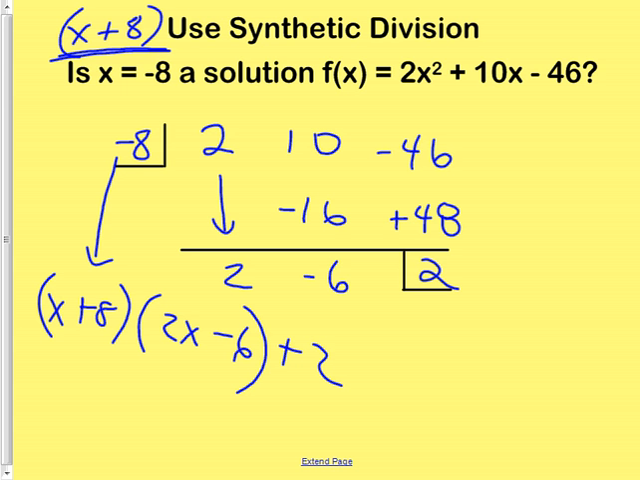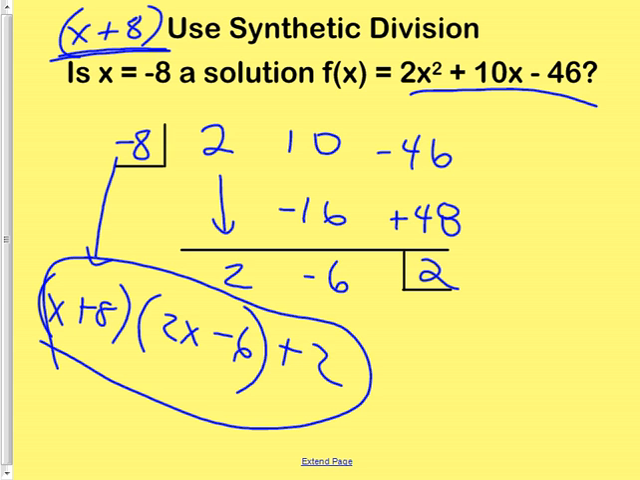Very good. Now, the answer to the question is, no, it's not a solution because we had to use that remainder thing. But if you multiplied all this out and added that 2 at the end, you'd get that.